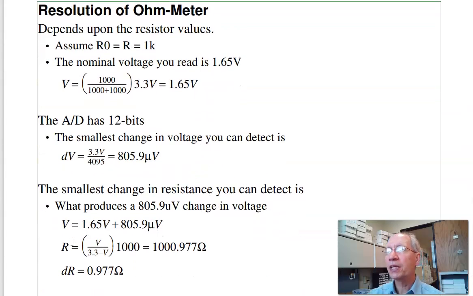In terms of resolution, that's the smallest change that I can detect. With a Pi Pico, the smallest change you can detect is with a 12-bit A to D, 3.3 volts over 4095. The smallest voltage I can detect is 805 microvolts. So for a resistance, an ohm meter, the resistance has to change by enough that the voltage changes by 805 microvolts. If I start at something nominal, like 1,000 ohms in a voltage divider, I should get 1.65 volts. For it to change by 805 microvolts, the resistance has to change by 0.977 ohms, meaning this is an ohm meter that has a resolution of 0.977 ohms.